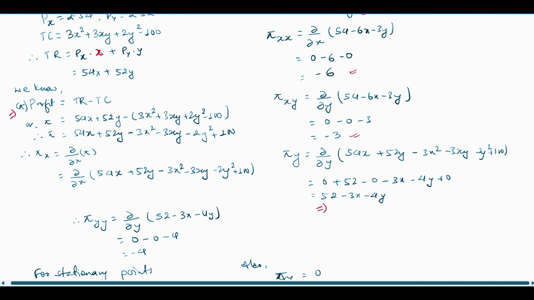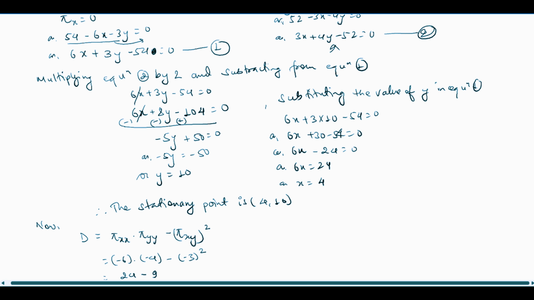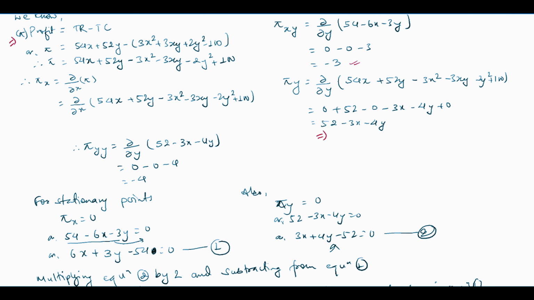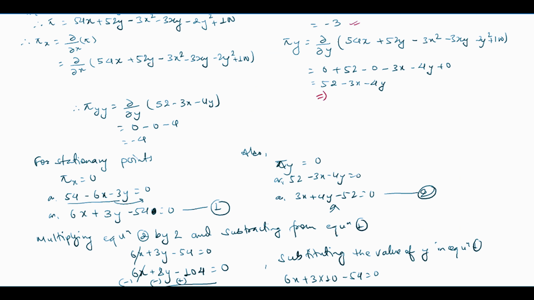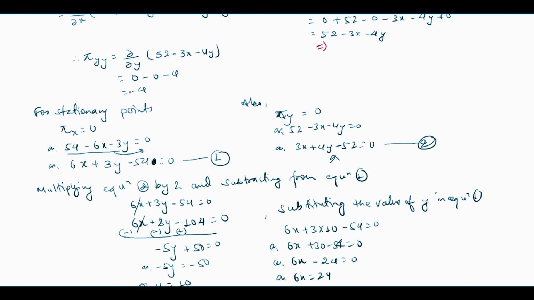And for the profit, we need to find the stationary point. For the stationary point, we use this condition: pi x equals 0, meaning partial differentiation of the profit function with respect to x. We'll get this as equation 1, and partial differentiation with respect to y, we'll get this as equation 2. And we need to solve these two equations, equation 1 and equation 2.